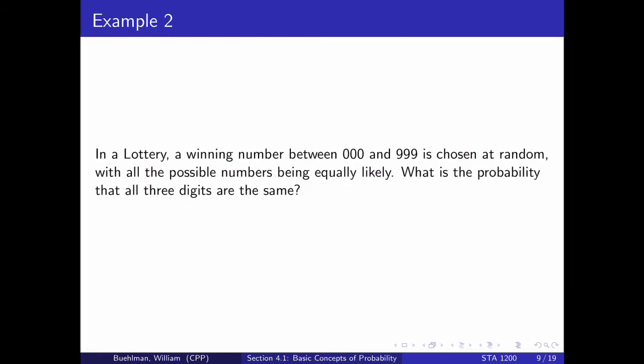Here's our second example. In a lottery, a winning number between 0 and 999 is chosen at random, with all the possible numbers being equally likely. What is the probability that all three digits are the same? So all three digits being the same would be 0, 0, 0, 1, 1, 1, 2, 2, 2, etc.